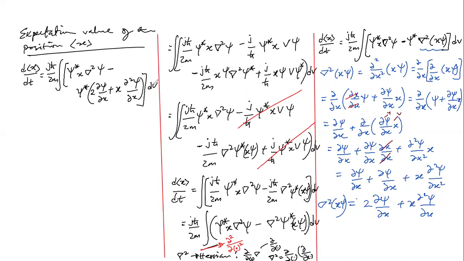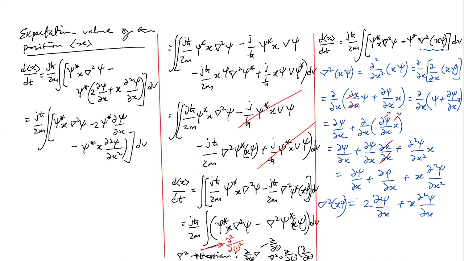Okay. And then once we open this up, we're going to have jħ over 2m integral of psi conjugate x d²psi/dx² minus 2 psi conjugate dpsi/dx, dx, then minus, this is minus here, minus times plus minus psi conjugate x d²psi/dx², okay.